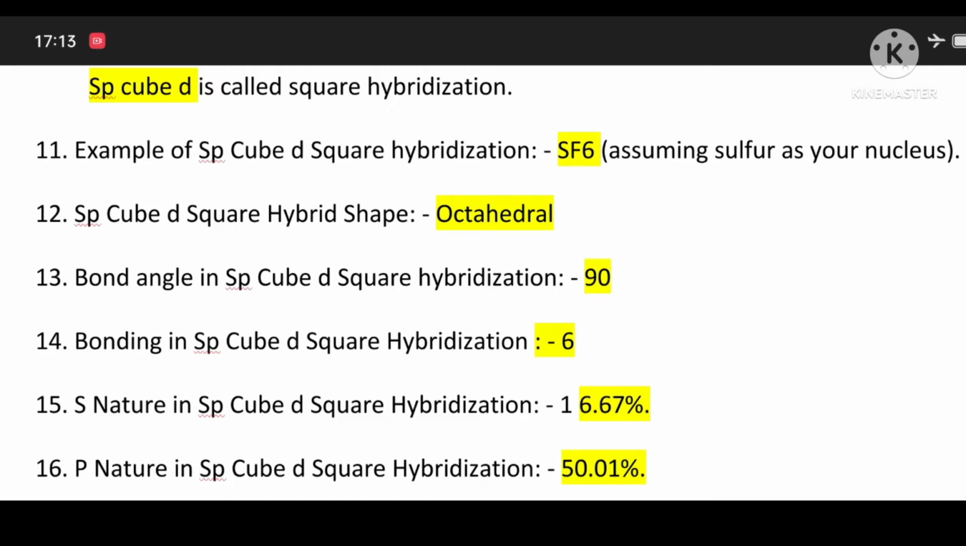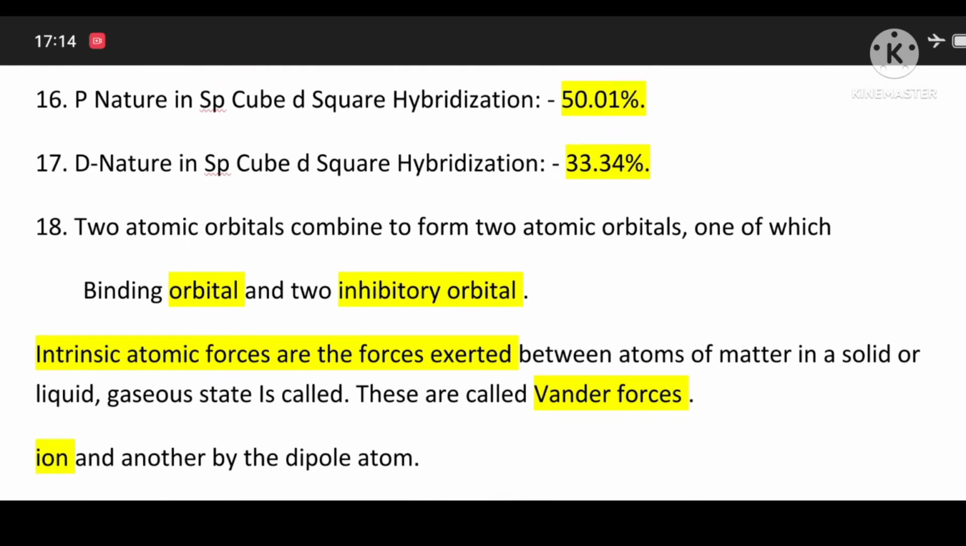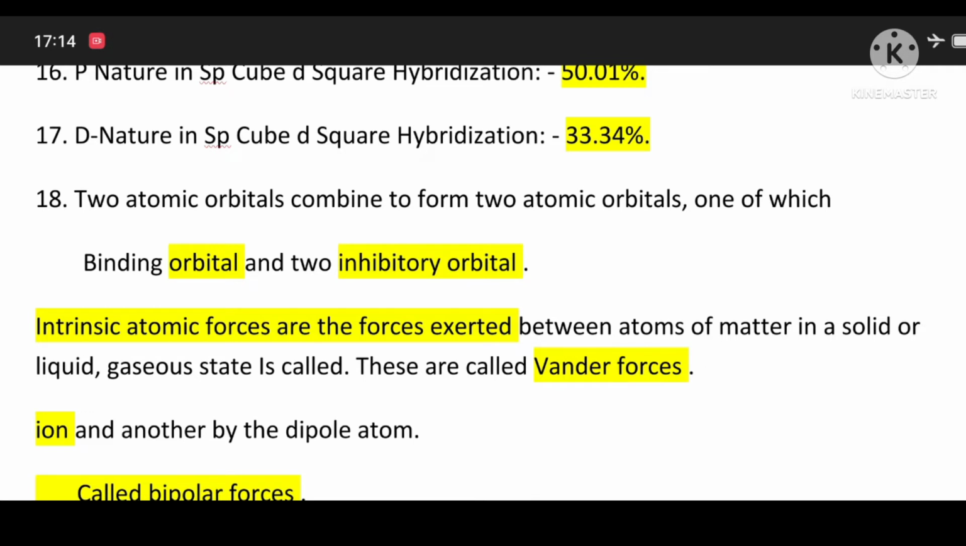The bond angle in sp3d2 hybridization is 90 degrees, and the number of bonds in sp3d2 hybridization is 6 bonds. The s character in sp3d2 hybridization is 16.67%. The p character is 50.01%. And finally, the d character is 33.34%. Two atomic orbitals combine to form two molecular orbitals, one bonding orbital and one antibonding orbital.